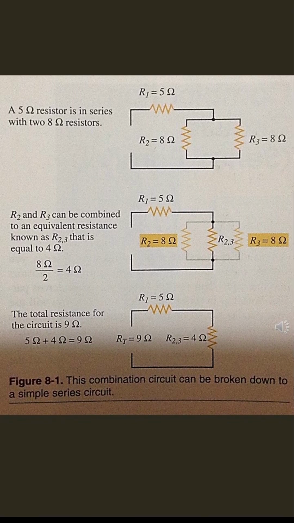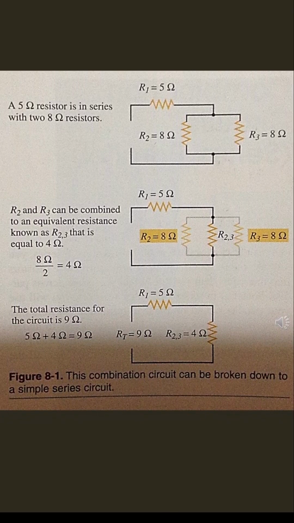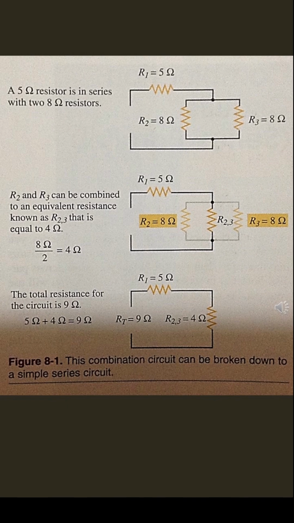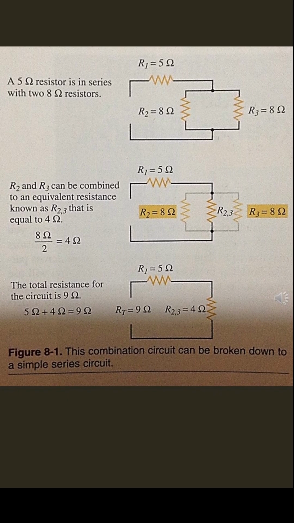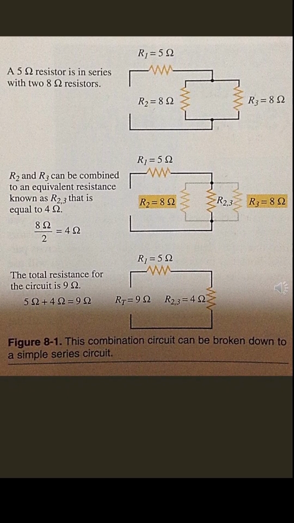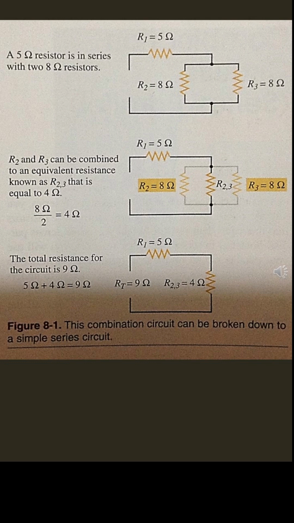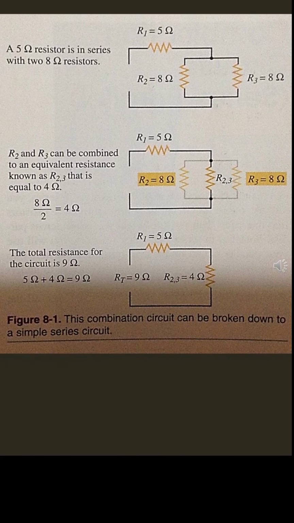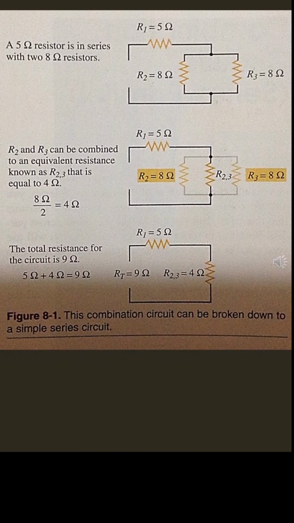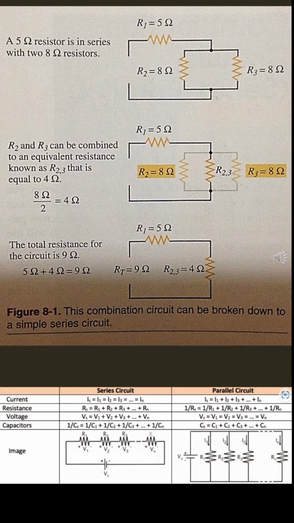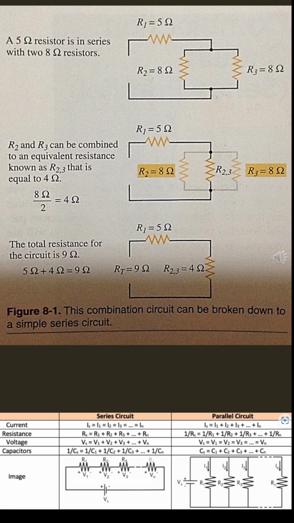Reducing to a simple series circuit. In the first example, look at the top of figure 8-1, shown on your screen. There are two 8-ohm resistors in parallel. In series with the two 8-ohm resistors is a 5-ohm resistance. To find total resistance for this circuit, we reduce the combination circuit to a simple series circuit. This is done by applying Kirchhoff's law of series and parallel circuits.